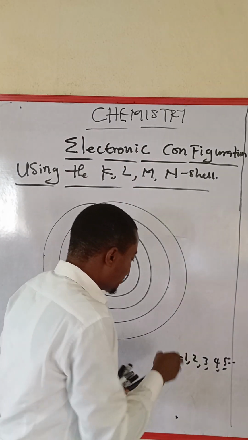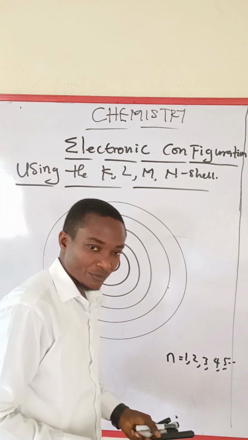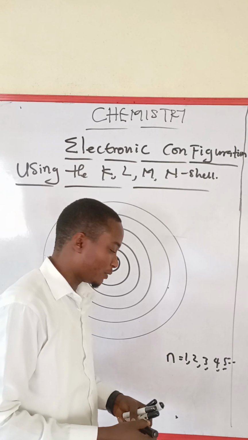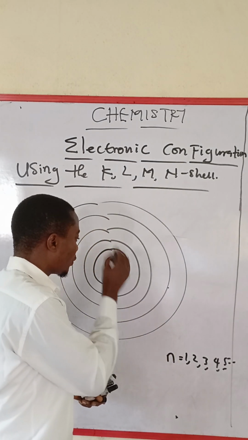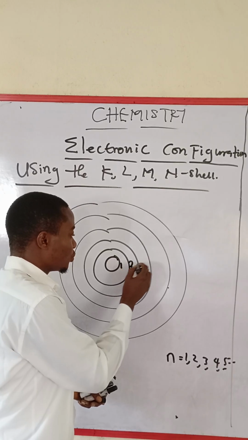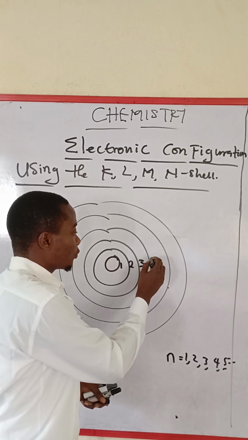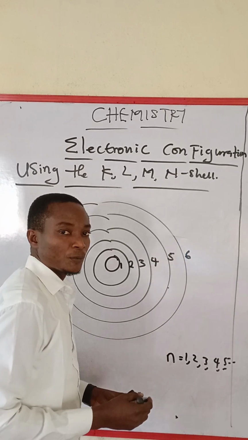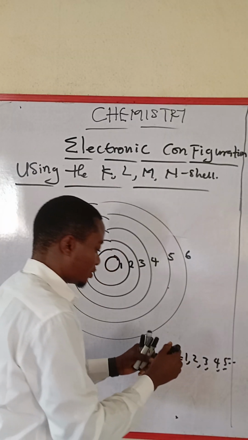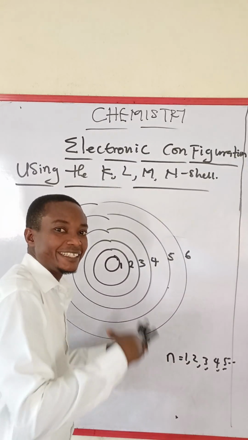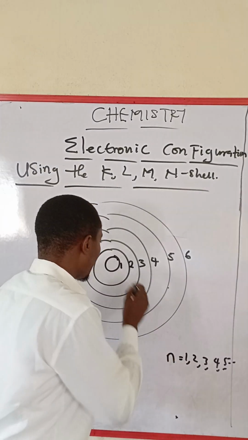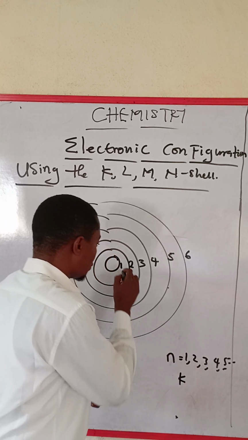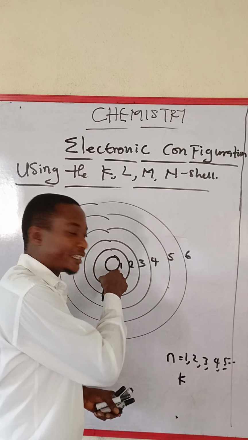Now, the principal quantum number describes the shell of the atom. It describes the energy level of the atom. So this is the first energy level, 1, second energy level, 2, third energy level, 3, fourth energy level, 4. We have the fifth energy level, the sixth energy level. Now, these values were assigned letters. For the first energy level, when n is 1, we have the K shell.